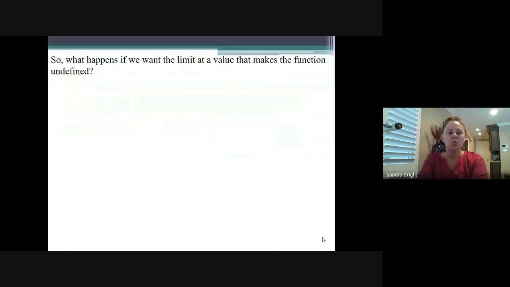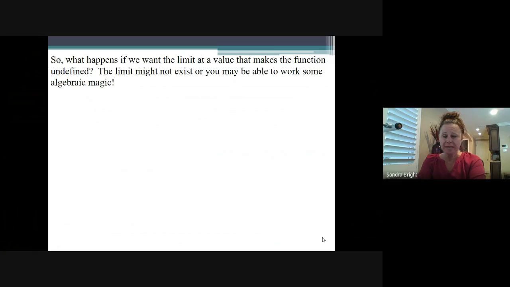So, what happens if we want the limit at a value that makes the function undefined? What happens when we want the limit as x approaches some number where, when we plug it in, we get an undefined value? You might get that the limit doesn't exist, or sometimes you might be able to work some algebraic magic. So let's look at this first one.